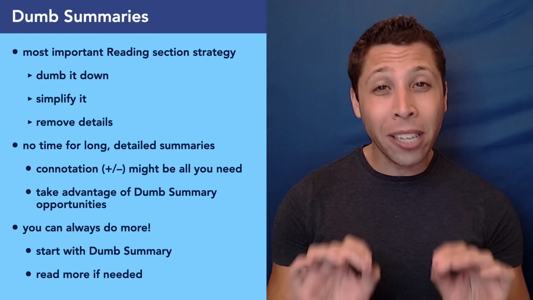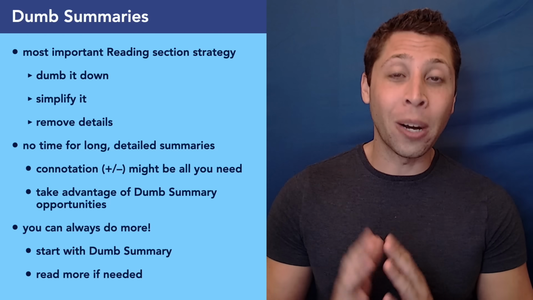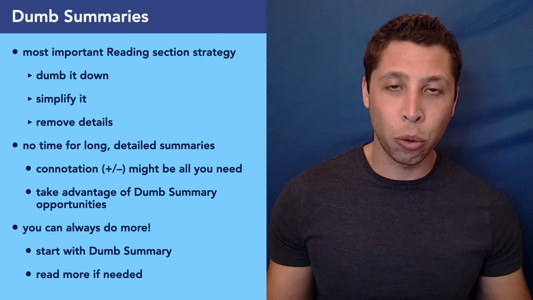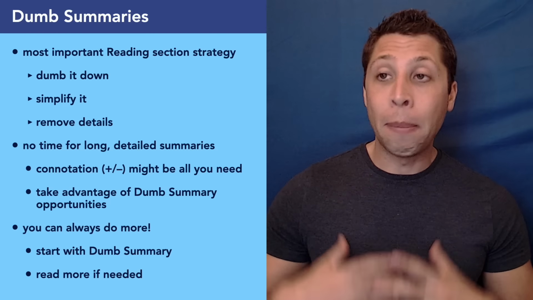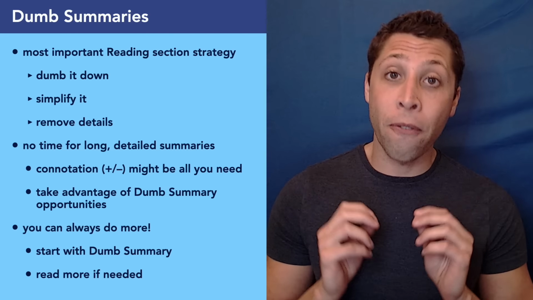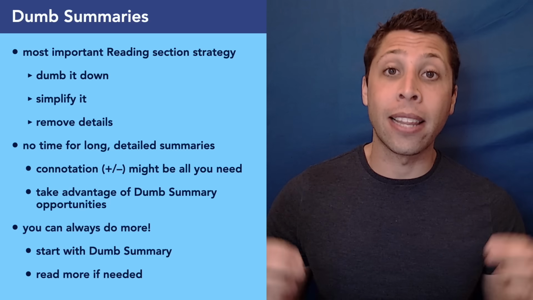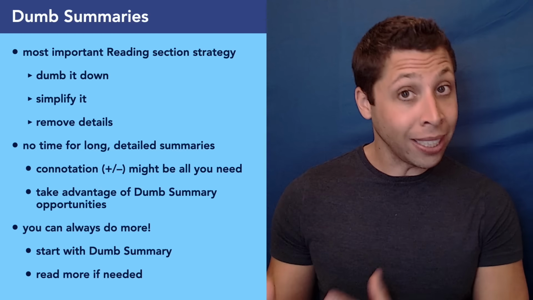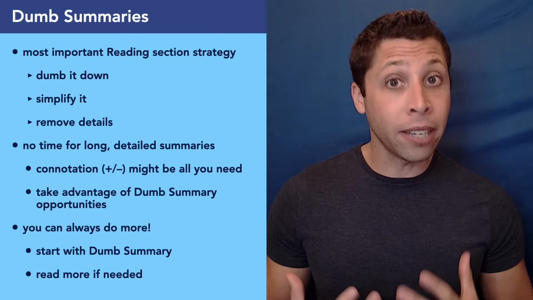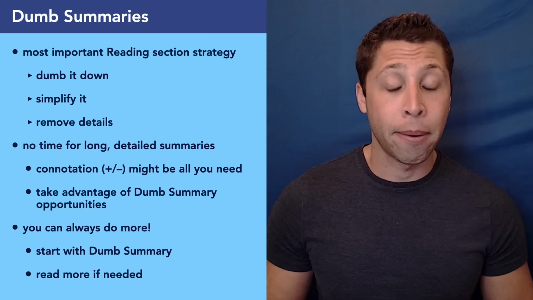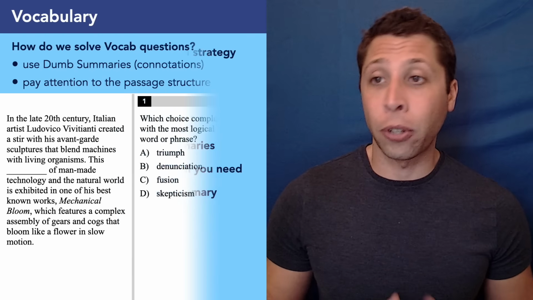But just as a quick summary of it, we want to, as much as possible, dumb down these passages, dumb down the choices, keep them simple because it's just too much information for us to think about at once. And one of the most effective ways to dumb things down is to think about connotations, positives and negatives. They really stand out when we read them, and they're really effective for sorting through things quickly. We are definitely going to use that today. So let's just dive right into the first question here.